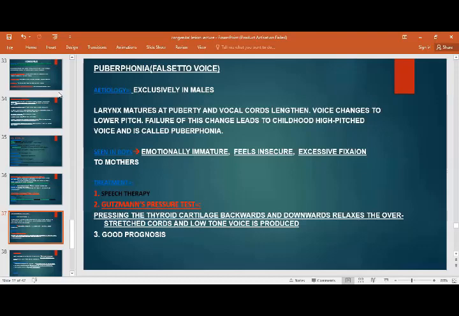So treatment, again, the most important treatment is speech therapy. You need to get a proper speech therapist. And there is one test which we can do in our clinics, that is the Gutzmann pressure test. What it is, basically, pressing the thyroid cartilage backwards and downwards, which relaxes the stretch. And what is the result? A low tone voice is produced, and it has a good prognosis. But the most important thing is speech therapy in this case.